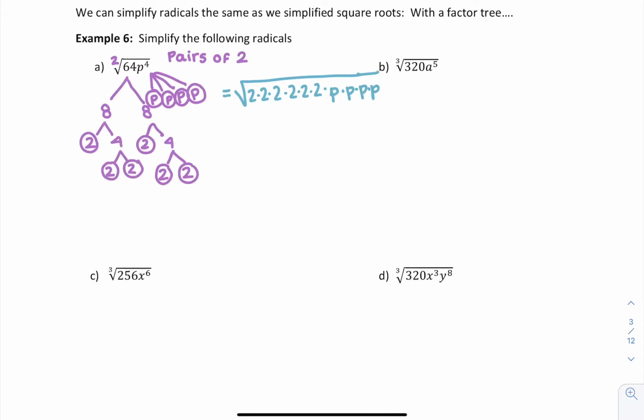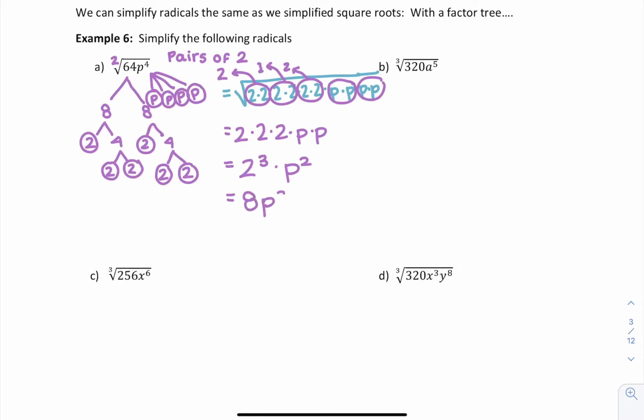Now let's look for things that get to go on a date and leave the square root or leave the house. So this gets to leave as a 2. This gets to leave as a 2. Remember, it leaves as kind of 1. So 2, 2, 2. And now p and p. So this is what we end up with, which is really 2 cubed times p squared. Or if you want to multiply out, since 2 cubed is pretty small, we can multiply that out to be 8p squared.